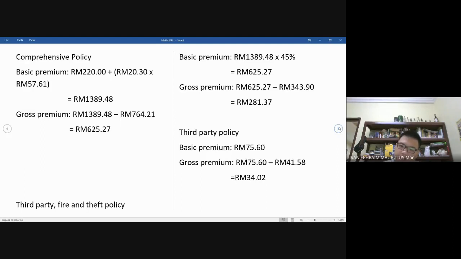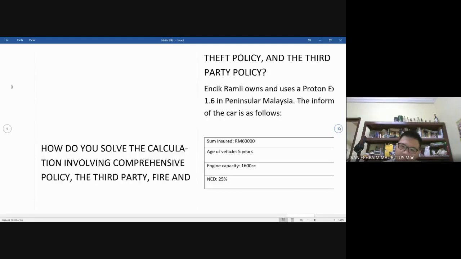So for third party policy, the basic premium is 75 ringgit and 60 cents from the table. The gross premium, you would get 75 ringgit and 60 cents minus 41 ringgit and 58 cents. You'll get 32 ringgit and 2 cents.